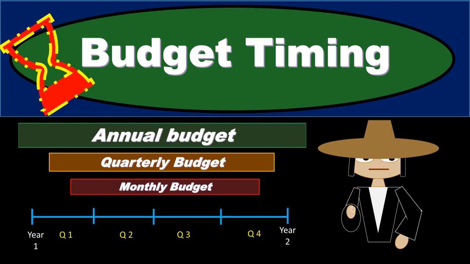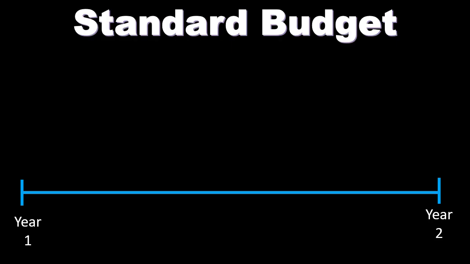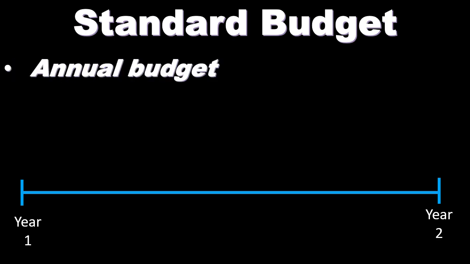In this presentation, we will discuss budget timing. Typically, the standard budget for most companies will cover a year. So we'll have the annual budget, which will cover the next year. We're looking into the future, of course, as we do the budgeting process. We're looking at the future year.